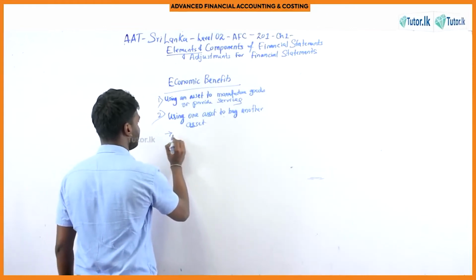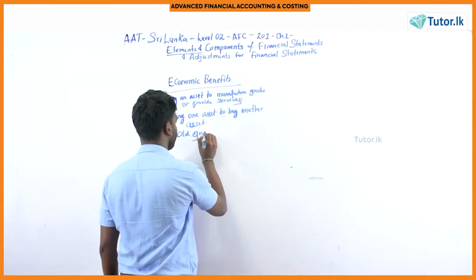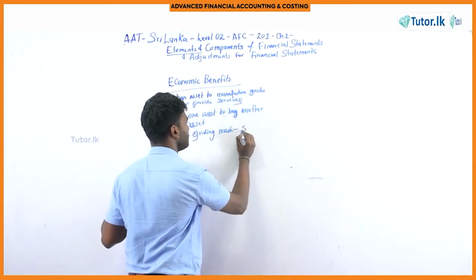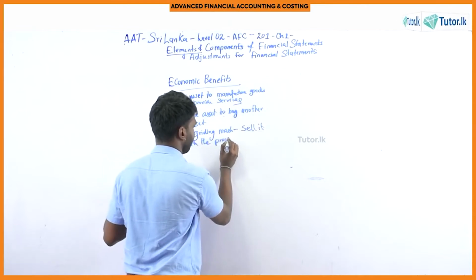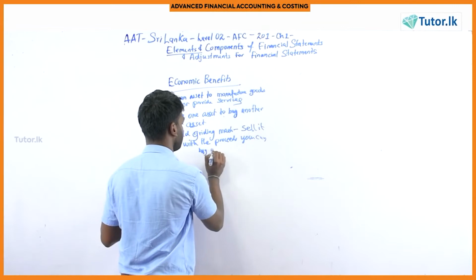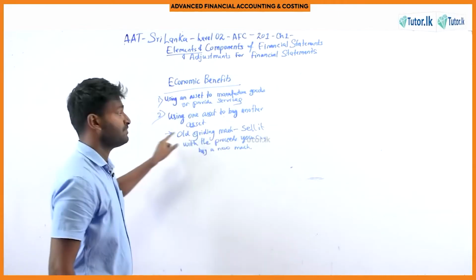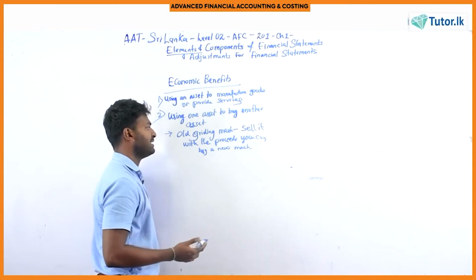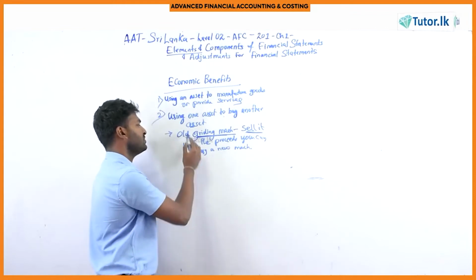Okay. For example, if you have an old grinding machine, you can sell it, and with the proceeds you can buy a new machine. So using one asset to buy another asset. Here, for example, a grinding machine, whatever to grind flour or some sort of spices. So you can sell the old one which you have, and use the proceeds to buy a new machine.